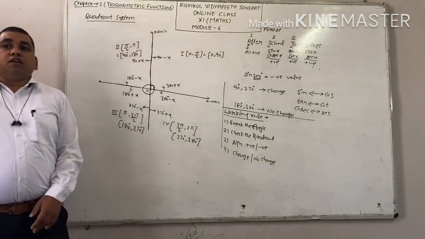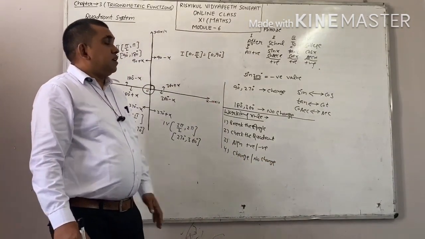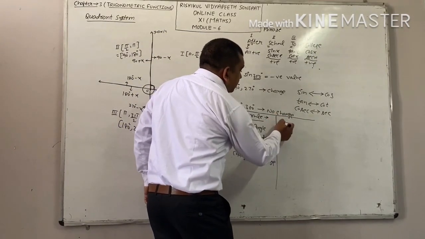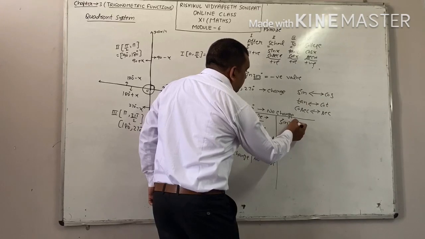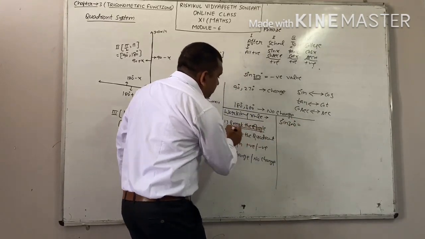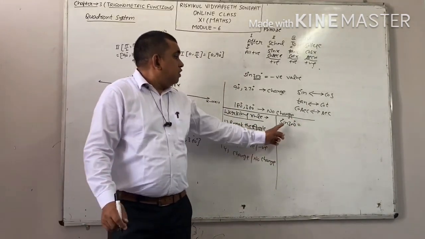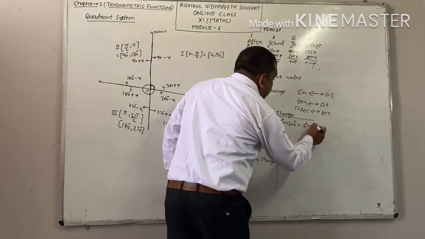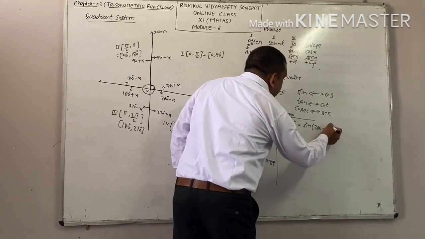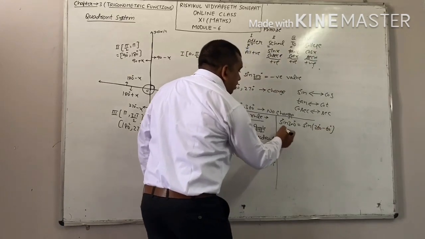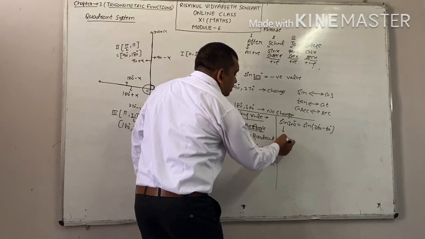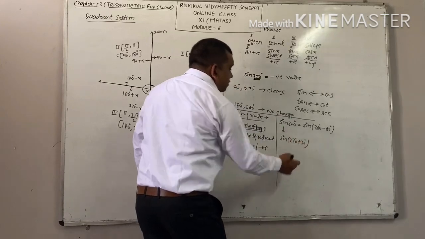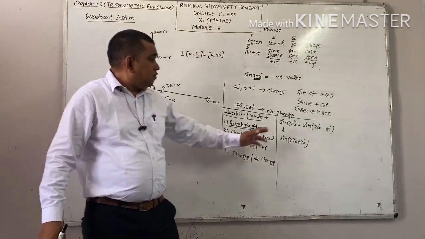Suppose I want to find out the value of sine 300 degree. How will you find out? See here. Sine 300 degree. Now see the first step. What is the first step? Break the angle. How will you break it? We can break it in two ways. 360 minus 60, that is also correct. Or you can break like this, 270 plus 30, that is also correct. Right? Now first of all, follow this.